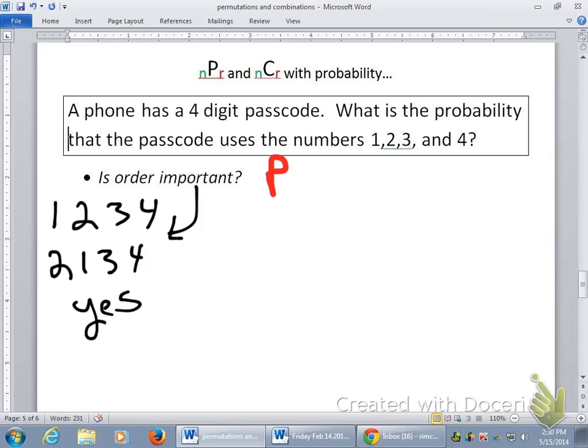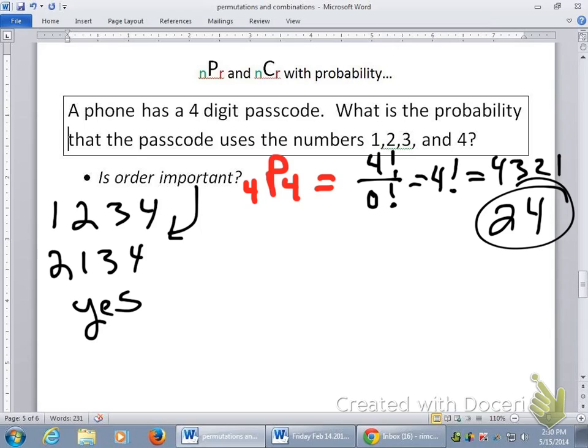Because I have these 4 numbers, 1, 2, 3, and 4, and I'm going to mix them up, all 4 of them, right? So I have 4 numbers, I'm going to choose all 4 of them. So that ends up being 4 factorial divided by 0 factorial, which is really just 4 factorial, which is 4, 3, 2, 1. It's 24. So there's 24 ways that I can mix this up.